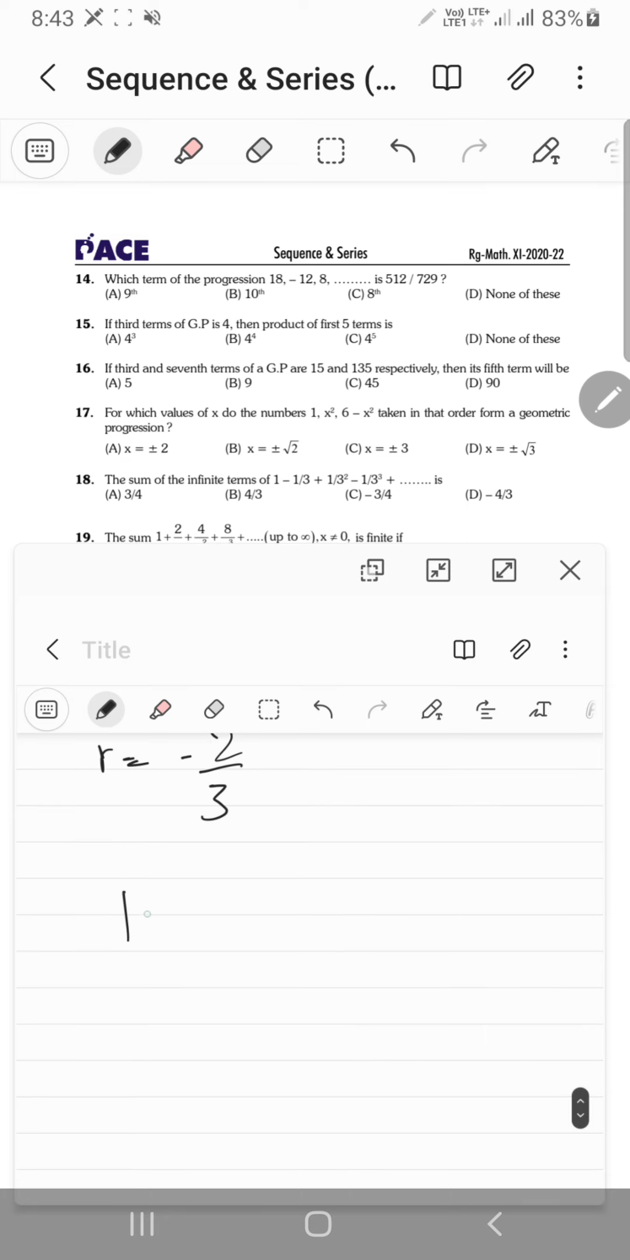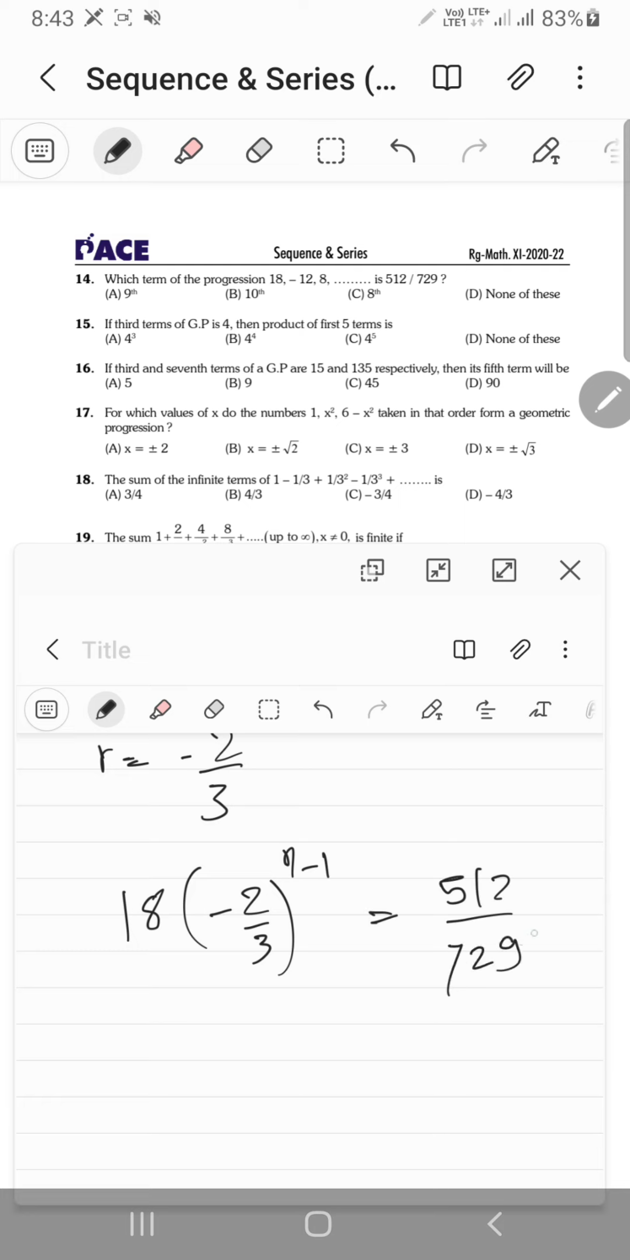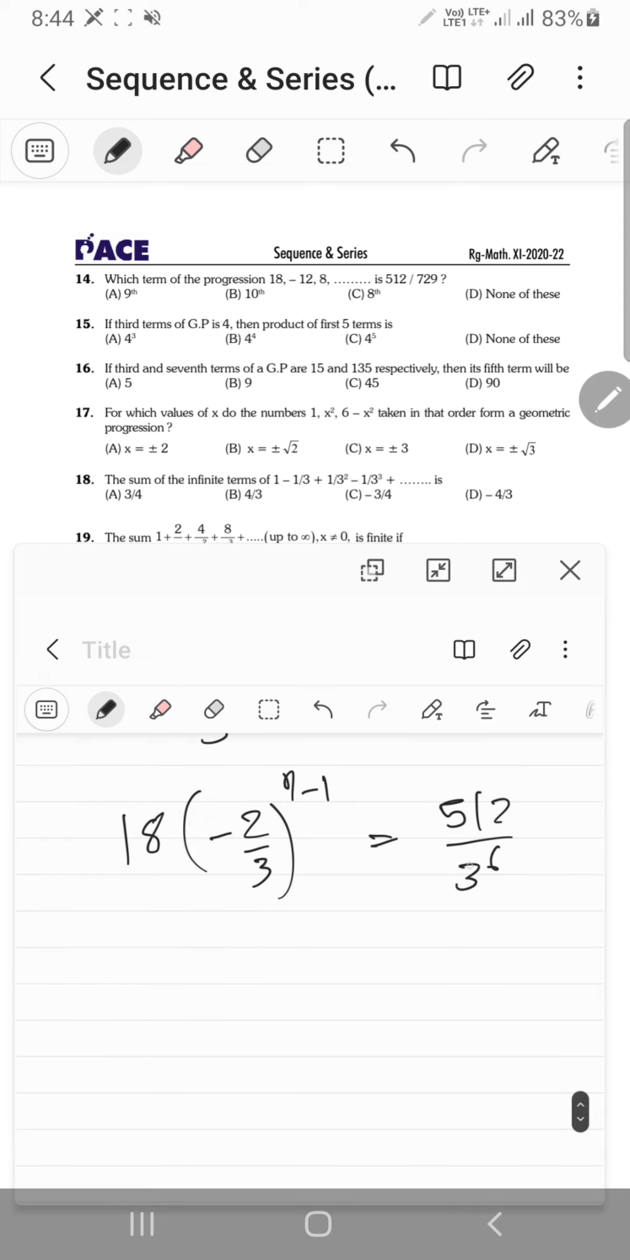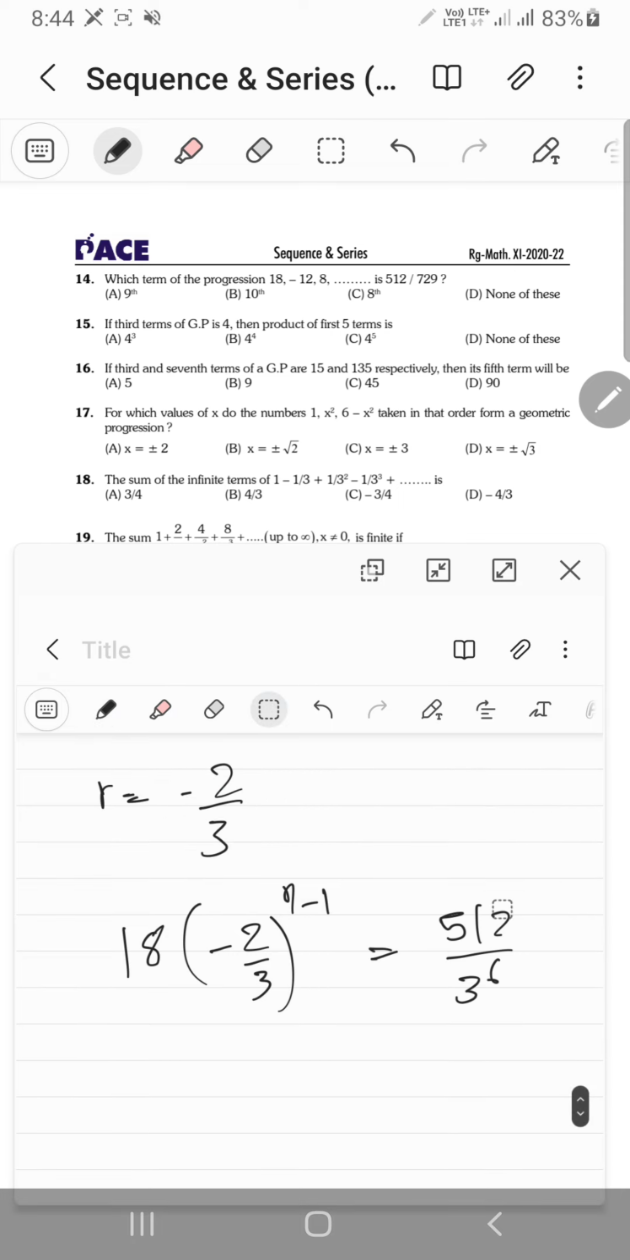Okay, cool. So a r power n minus 1 is 512 upon 729. That's what we want, right? 512, it doesn't look like it's a multiple of 3. 729 is like 3 power 6, I think. Yeah, it's 9 cubed, so it should be 3 power 6. And 512 is 256 into 2, so it's 2 power 9 over there.